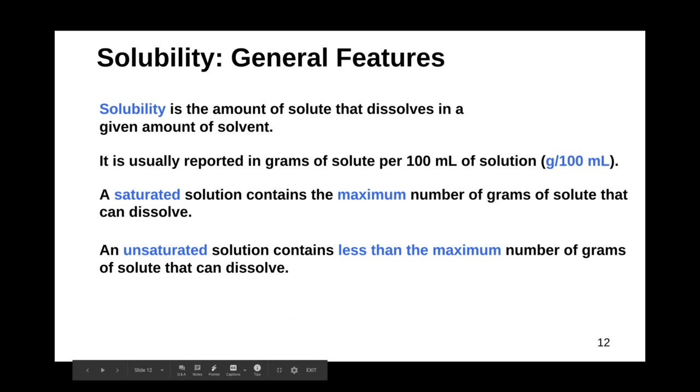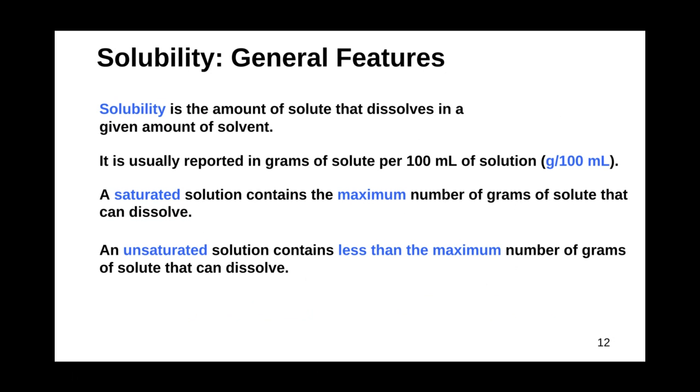Now, we have some general features of this term solubility. And this is something that's actually kind of intuitive to you guys. You just probably didn't think about it. So when you are cooking or you're baking or you're putting sugar in your iced tea or your coffee or something like that, there's only so much you could put of any given solute into a solvent before it stops dissolving. And it varies depending on what compound you're looking at.